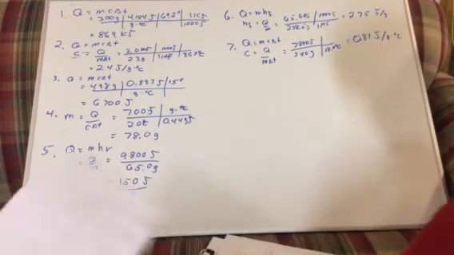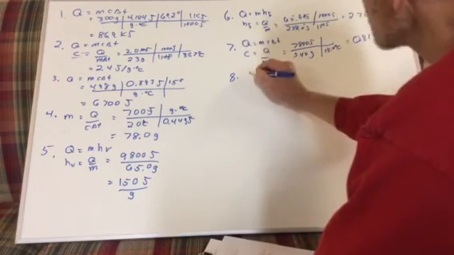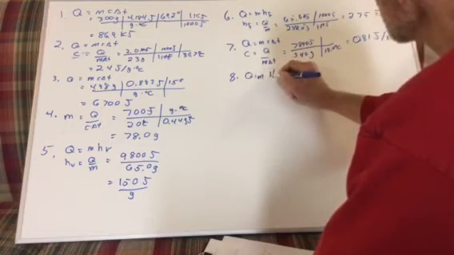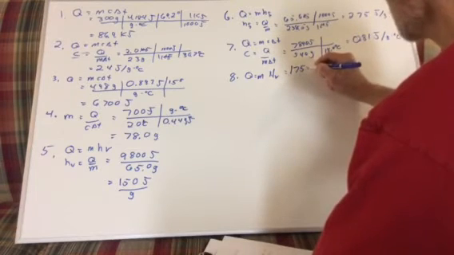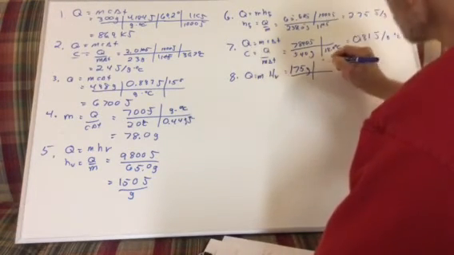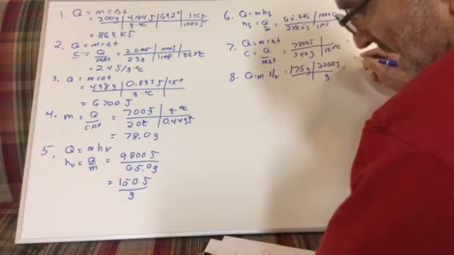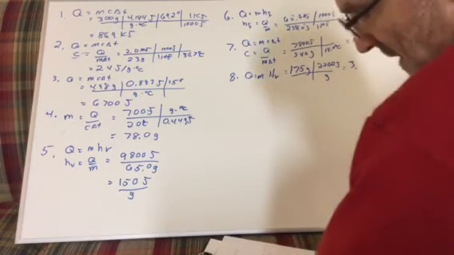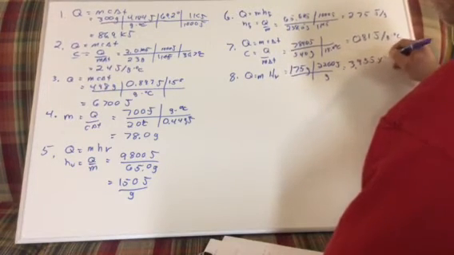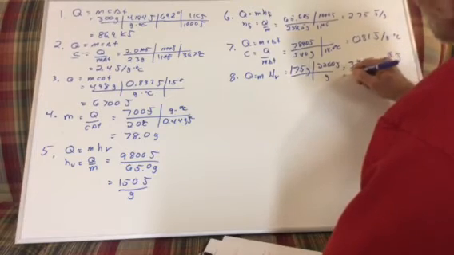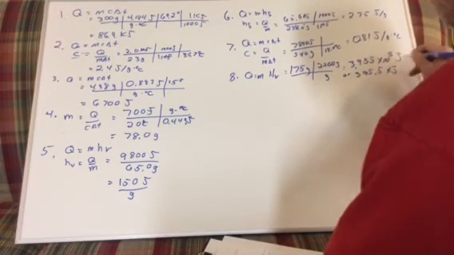Okay, on the back page then we had number 8, and it's asking for heat, so Q equals mH of V. And since we're dealing with water, 175 grams. Heat of vaporization is 2260 joules per gram. Equals, we have 4 significant digits in this one, so 3.955 times 10 to the 5th joules, or if you had 395.5 kilojoules.